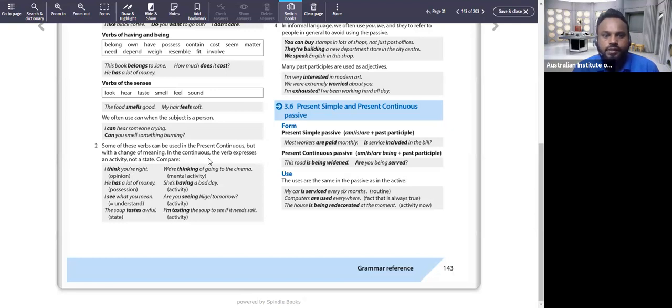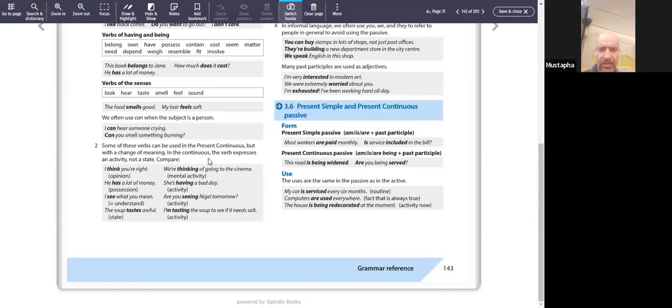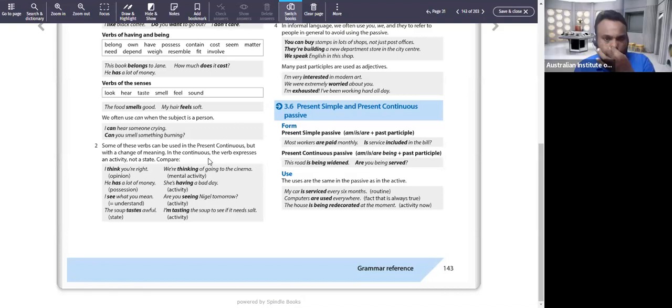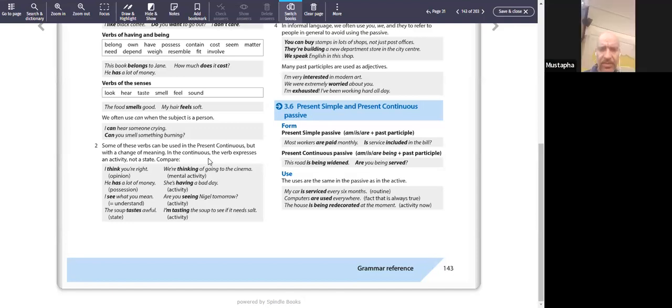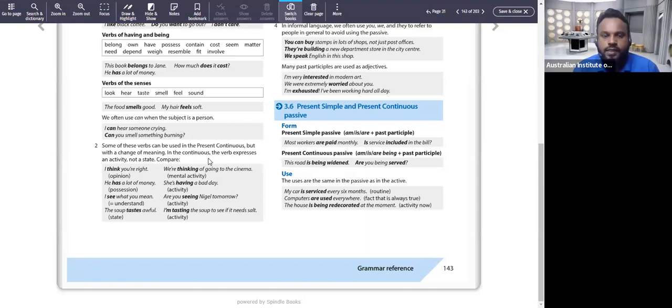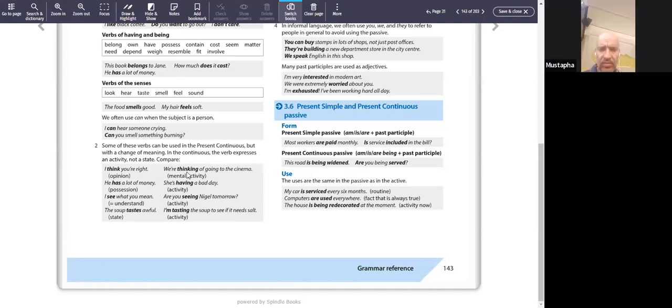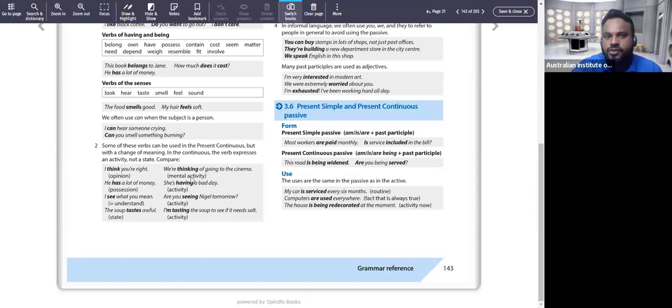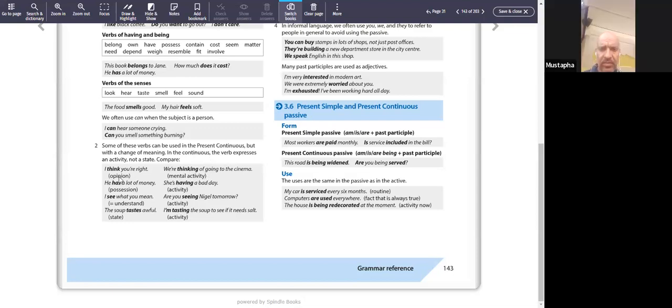I think you're right. Here, think is to give an opinion. It is not a state verb about emotions or anything. It is here to give you an opinion, so it's changing the meaning. And this is when we can use the ing form. We are thinking of going to the cinema, mental activity. Here it shows more of an opinion.